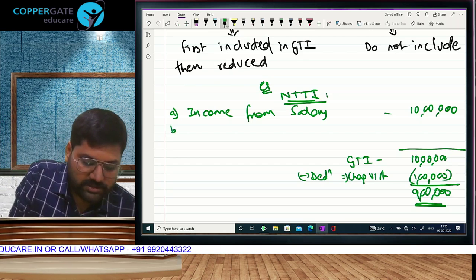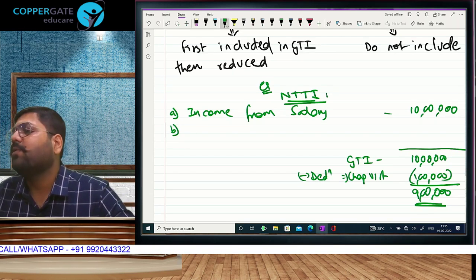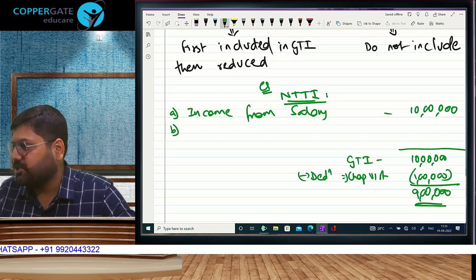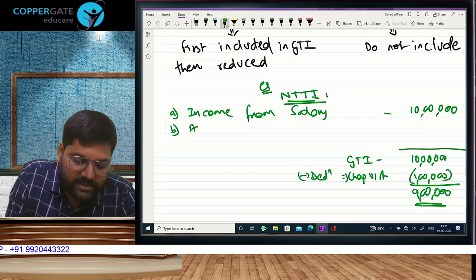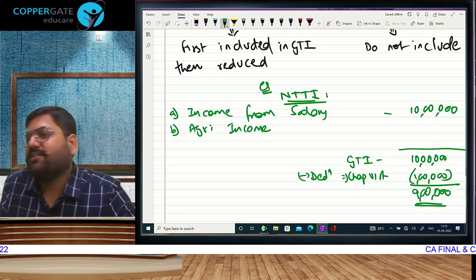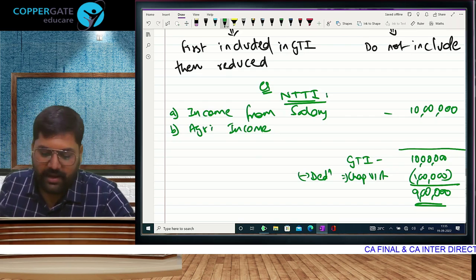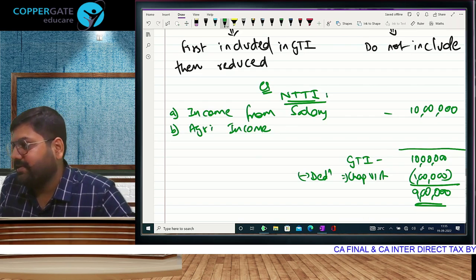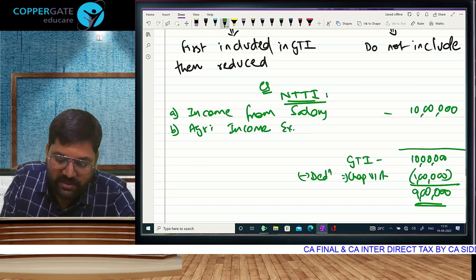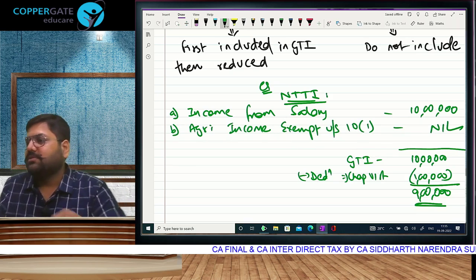Sir, supposing other than this salary, I am also doing some farming in my village. That is agriculture. Agriculture income I have earned. Yes, I know we are yet to start the chapter, but we have had a discussion on this. How will you write agriculture income? Please understand. We will say agriculture income is exempt under section 10(1), in the amount column 0.